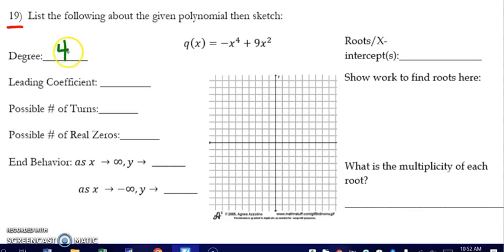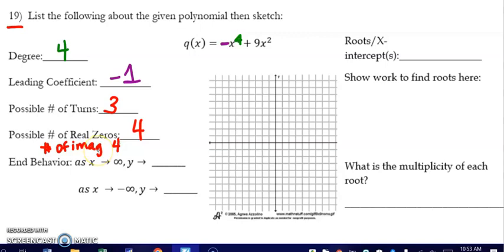The degree is 4. That's the highest value in the exponent. Leading coefficient is the number that is multiplied in front of that highest term, so that's -1. Possible number of terms is the degree minus 1, so 3. Possible number of real zeros: because this is x to the 4th, we could have all 4 real zeros. This question too, if I asked you for the possible number of imaginary zeros, we could also have 4 because imaginaries travel in pairs. So it's just thinking about how those imaginary roots come.